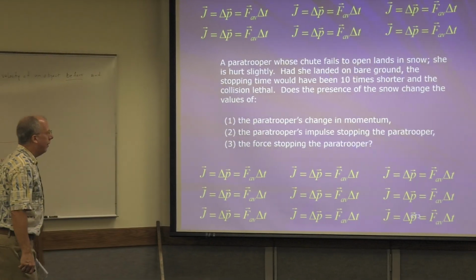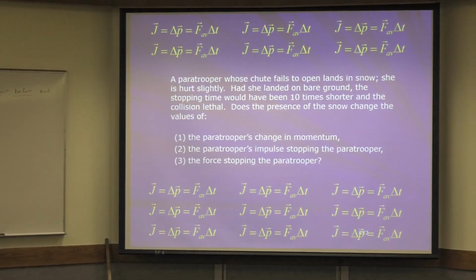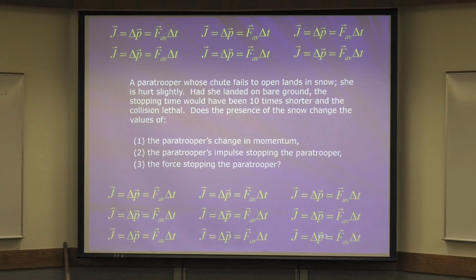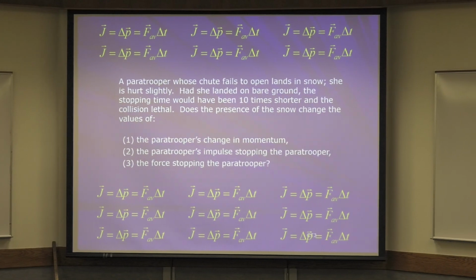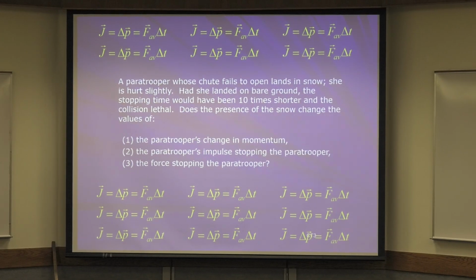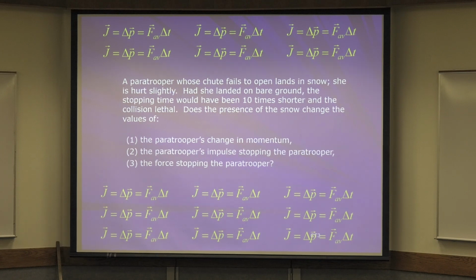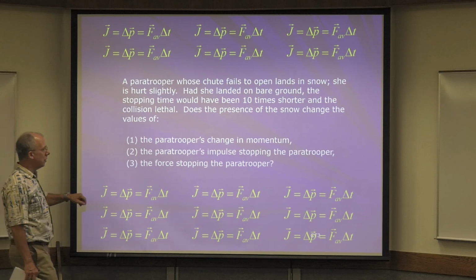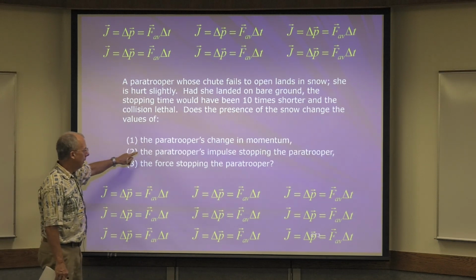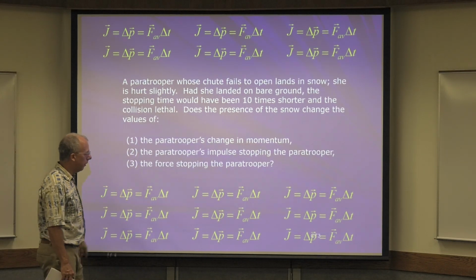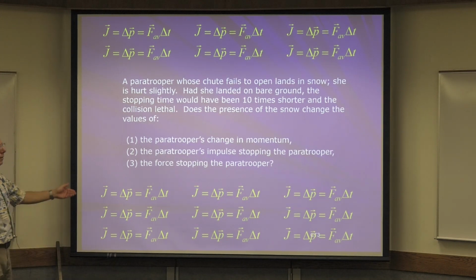All right, now here's a question. A paratrooper whose chute fails to open lands in snow. She is hurt slightly. Had she landed on bare ground, the stopping time would have been 10 times shorter and the collision lethal. She would have died. Does the presence of the snow change the values of the change in momentum, the impulse, or the force stopping the paratrooper? I gave you some hints.